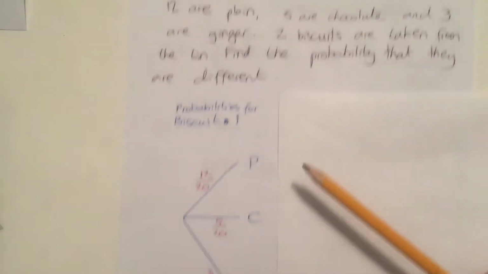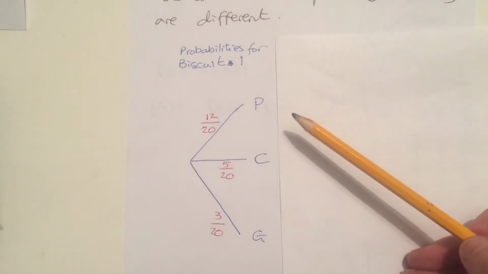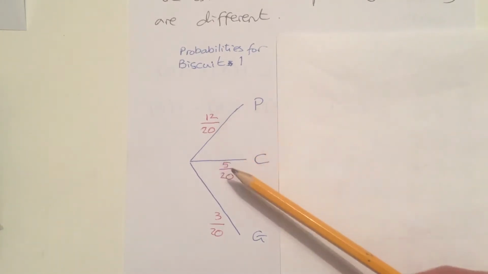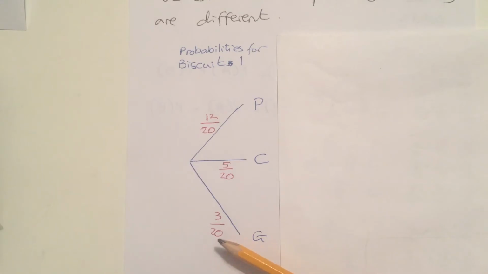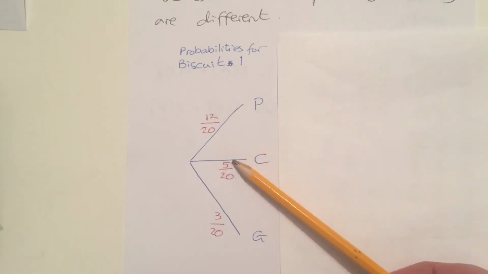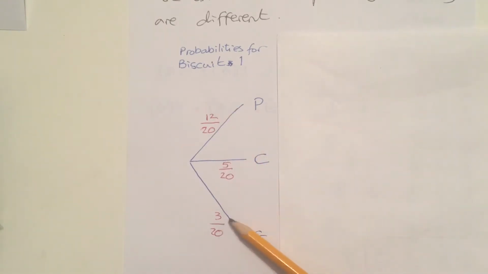We should always check to make sure that we've not made any silly mistakes here, because if we add these 3 probabilities together, it should always equal 1. So 12 plus 5 plus 3 is 20. So 20 out of 20 is 1, which is correct. It should add up to 1 because we know that all probabilities add up to 1, because that's the maximum probability can be. That's saying that it's definitely going to happen, a certain event, and one of these 3 things is definitely going to happen for the first biscuit.